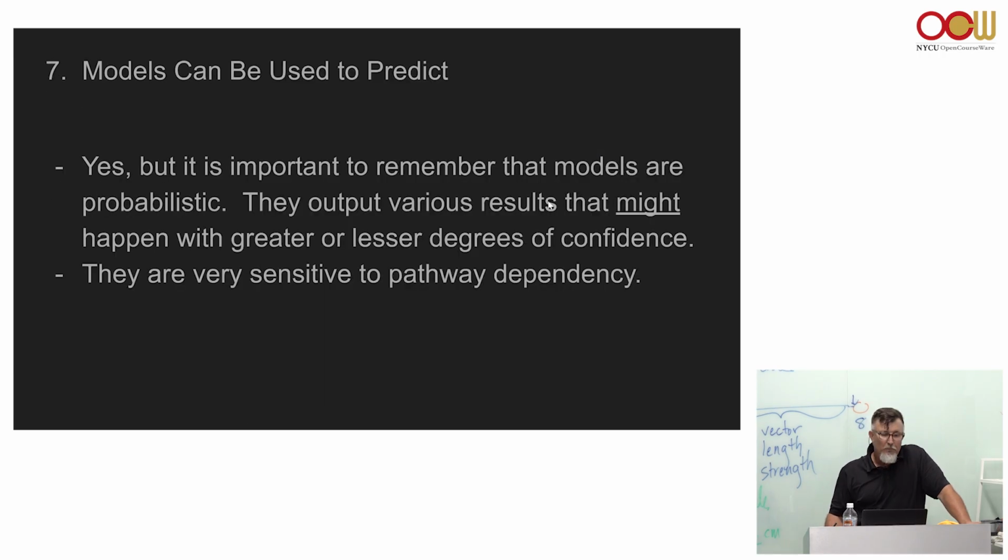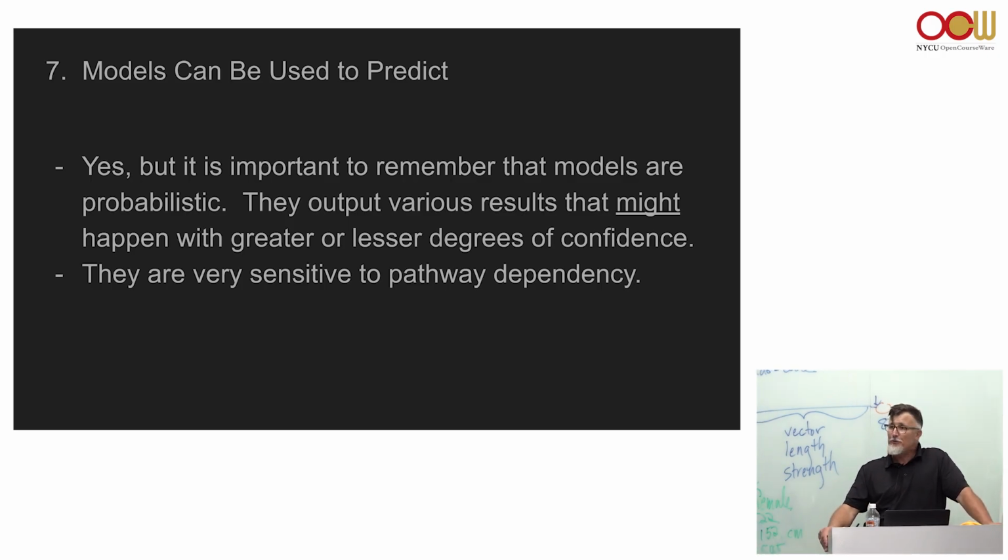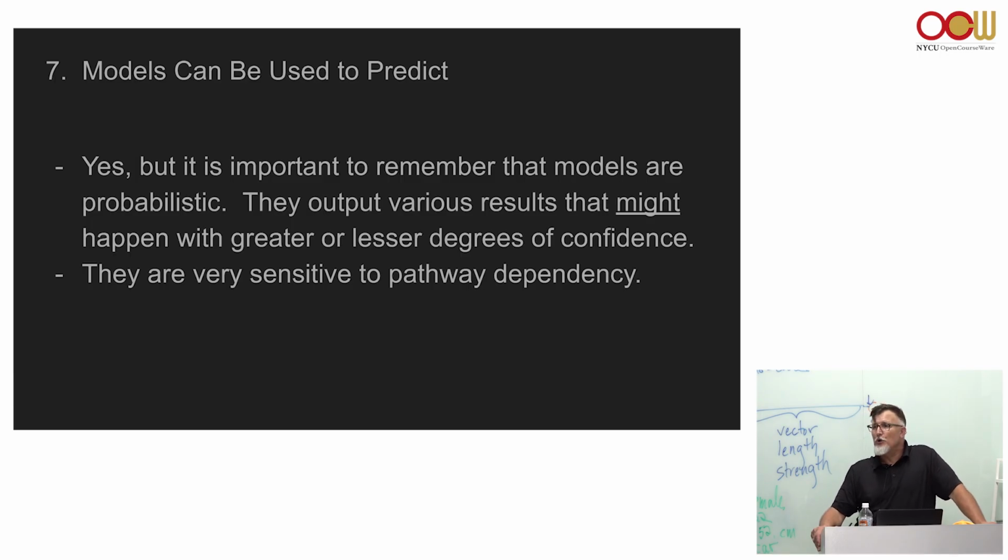Last, and this was the example that Professor Pan talked about, sometimes models can be used to predict. But you have to be careful about the term prediction, because models output results that might predict what will happen with greater or lesser degree. Models are not deterministic. Models generate outcomes that are probabilistic, right?